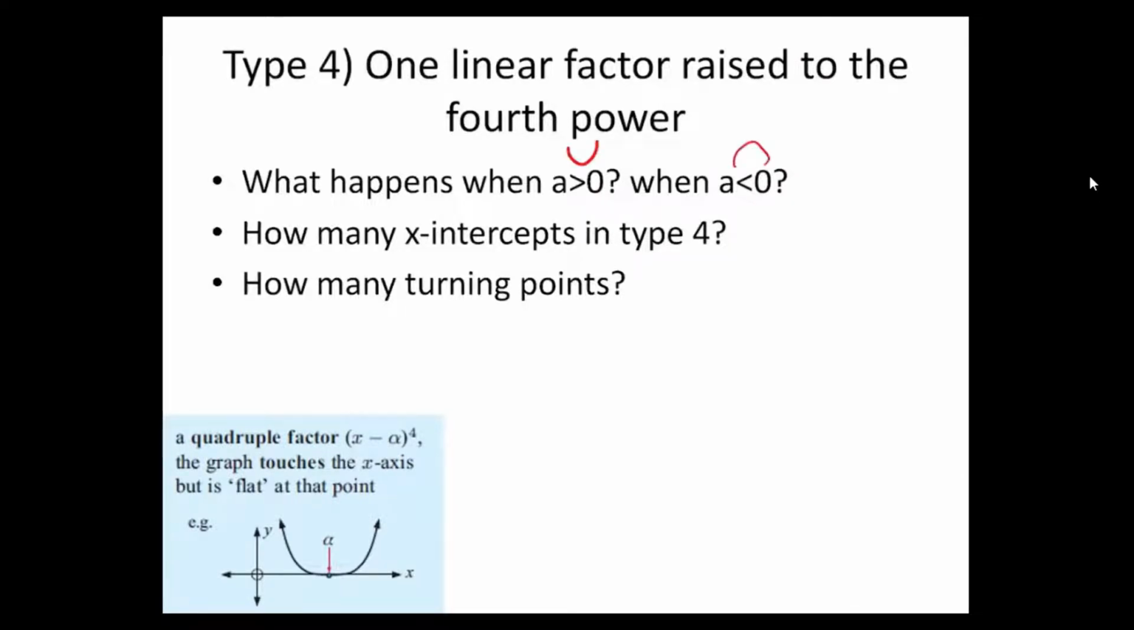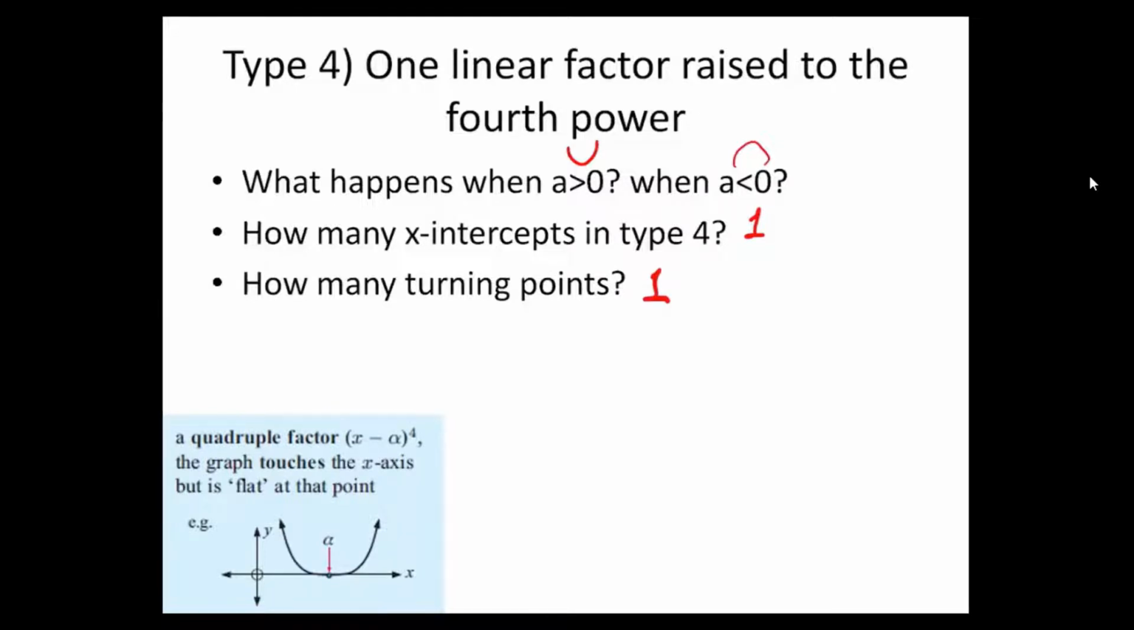So x is repeated many times. How many x-intercepts in this case? Vicky, what do you think? How many x-intercepts? Just one. One answer, one factor. How many turning points do you see? One. Very good. Okay, that was the easiest one.